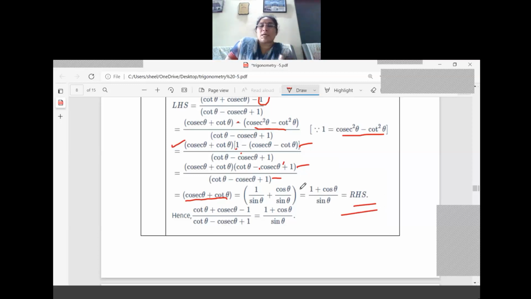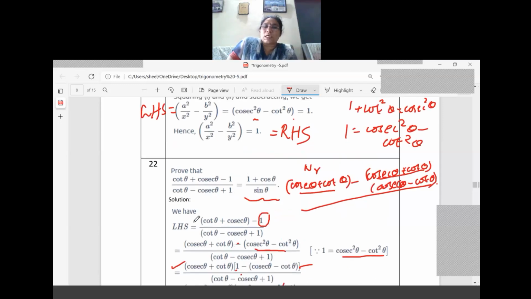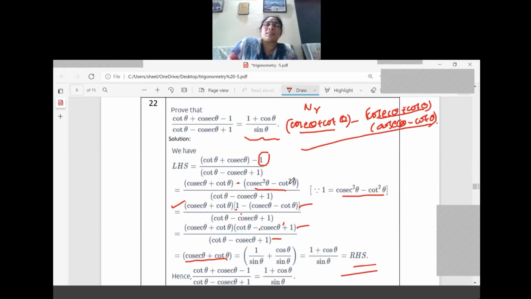So here also the same concept. Anybody who wants to use that, cot can be written as cos by sine and 1 by sine, then 1 as it is, then you can go for the LCM. But it may take long steps. That is the only criterion, nothing else. So 1 is replaced by cosec square theta minus cot square theta by using the identity.